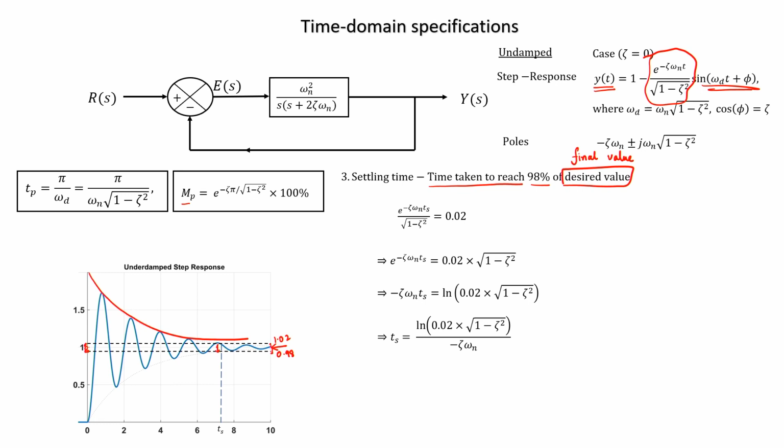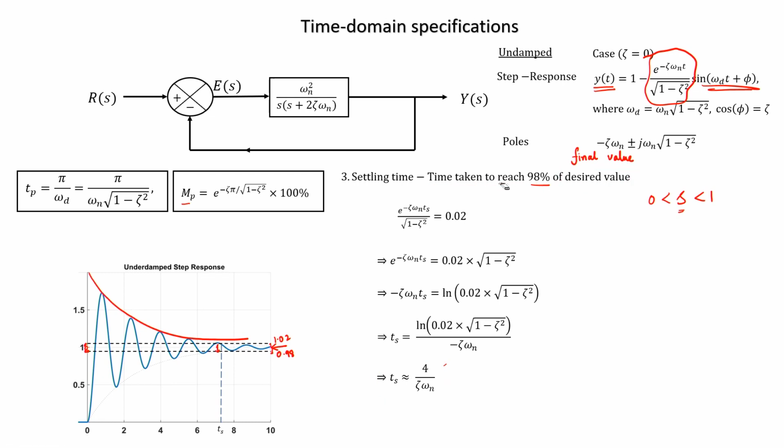Now, remember, we are doing this only for zeta from 0 to 1. If you change the values of zeta from 0 to 1, this upper part of the expression will generally be nearer to minus 4. So, minus 4 and minus becomes 4 by zeta omega n, basically. Okay. So, this is what is called the settling time of the system.